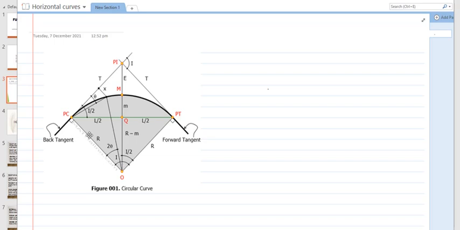The radius of a curve is capital R. So these are the two radii of the curve. Capital T is the tangent distance, from PI to PC or PT to PI. So they are equal; for a simple curve, you are analyzing only one curve here. So the tangent distance from PI to PT is also the same as from PC to PI.